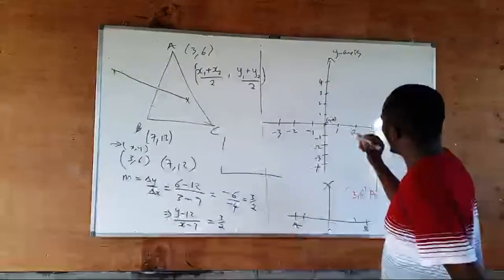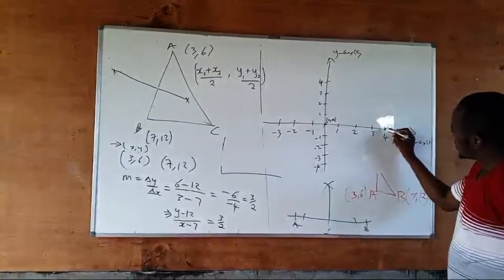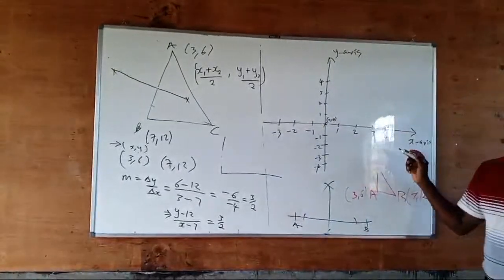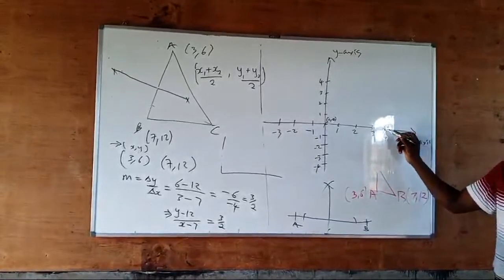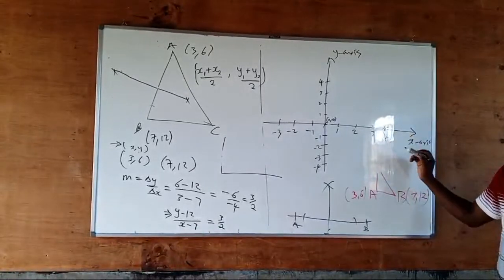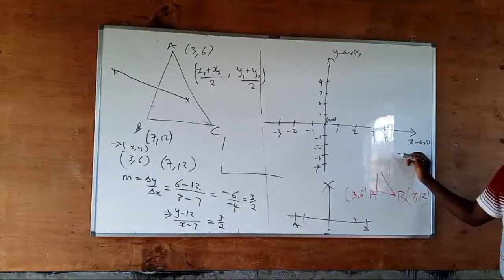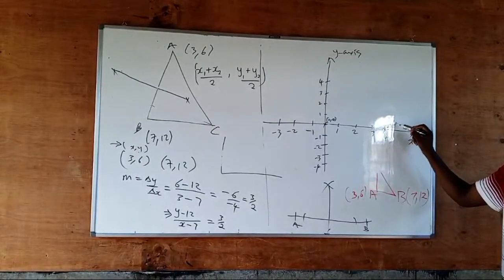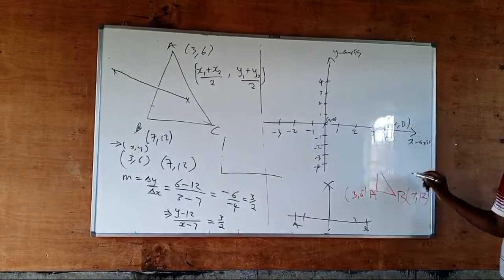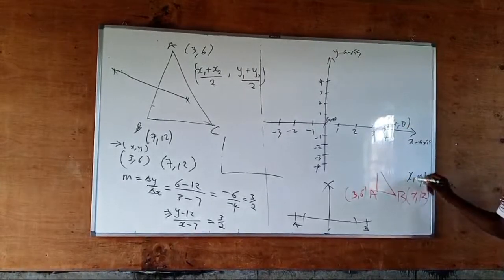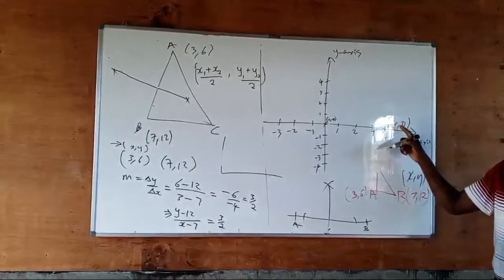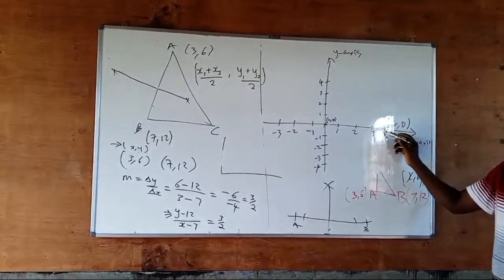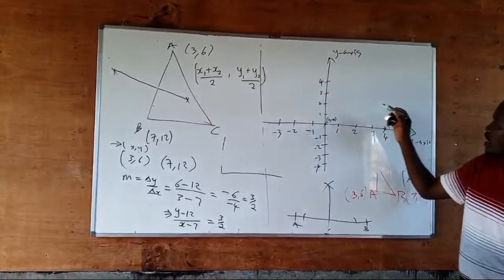Now, this point is 0, 0. Niandike kidogo, I hope you can see. This point, give me the coordinates of this point. Give me the coordinates of this point. 4, 0. You start with the x. Inapeanangwa as x, y. You start with x. So x is 4, then 0.